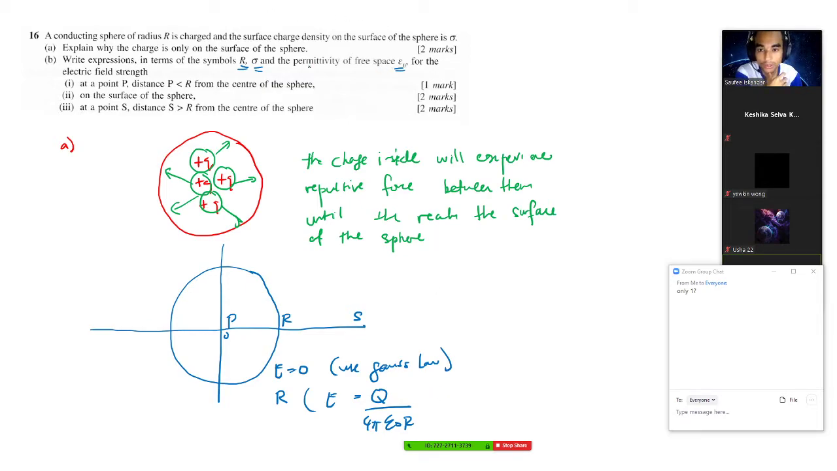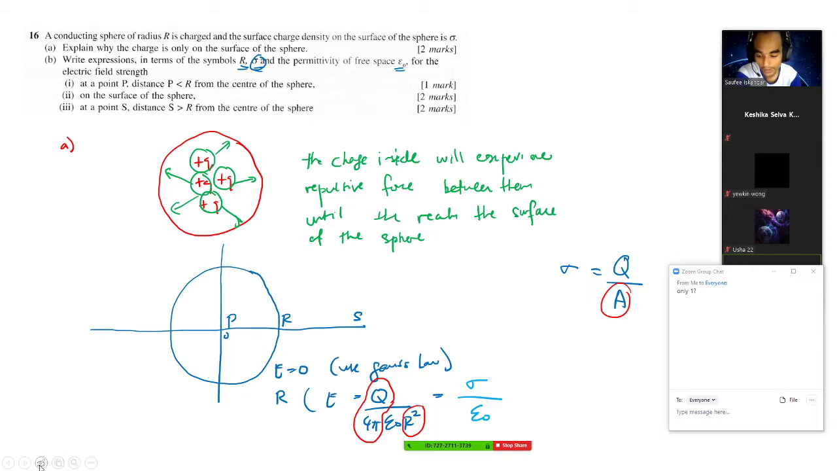But since we need to use sigma, and sigma is charge divided by the area, and this area is the area of a sphere, 4 pi R squared, we can substitute for Q. So we can change that into sigma divided by epsilon naught. So this will be the answer at point R.